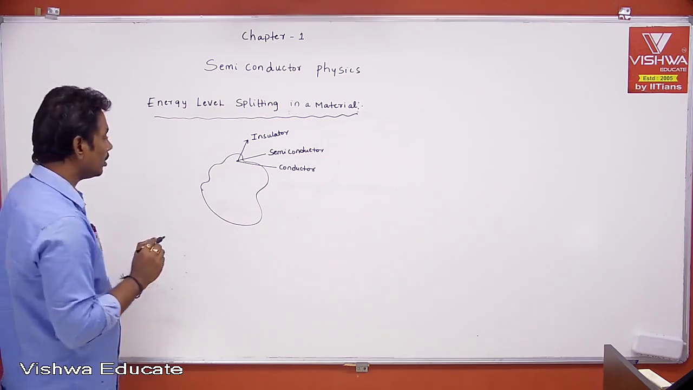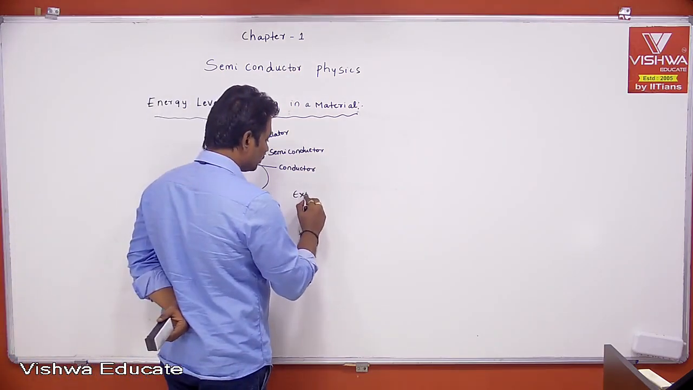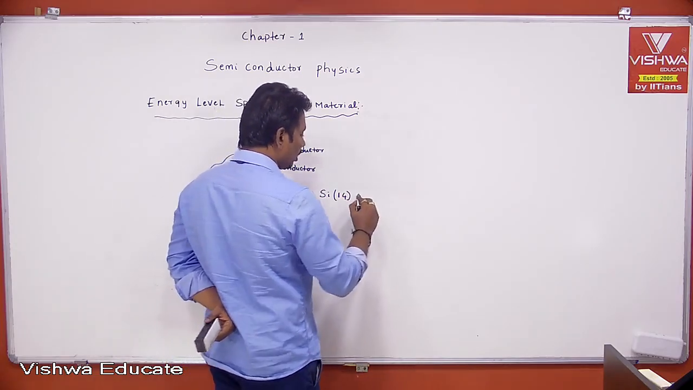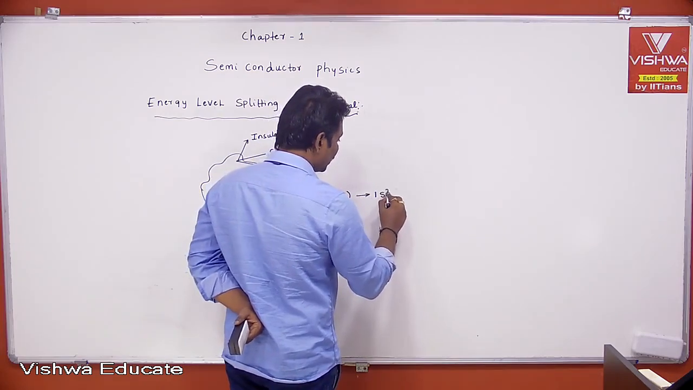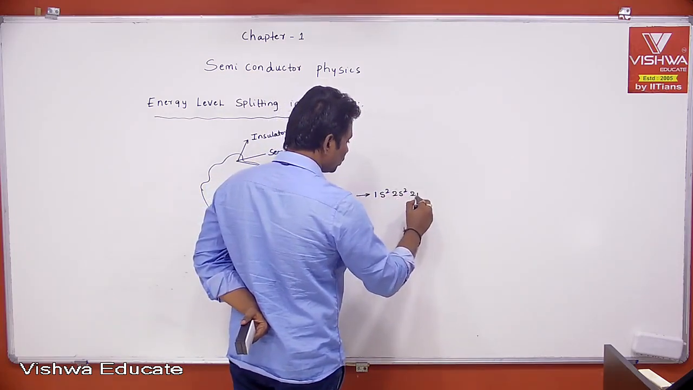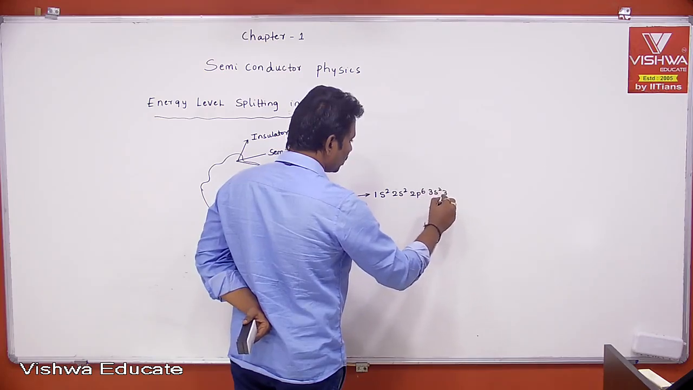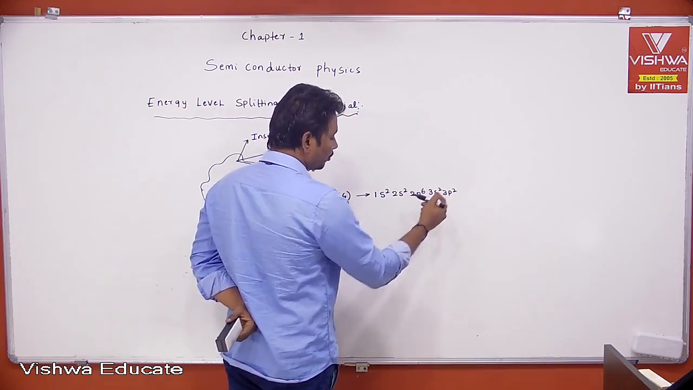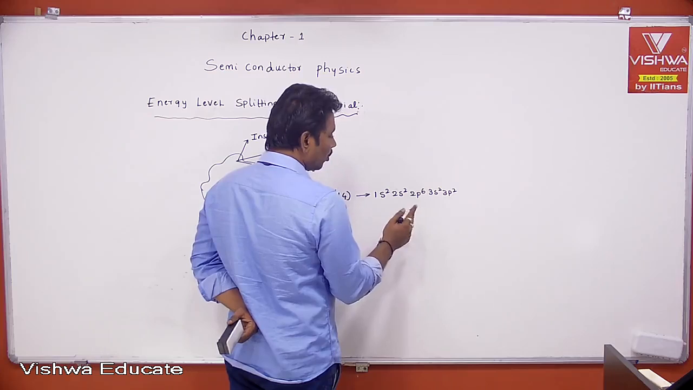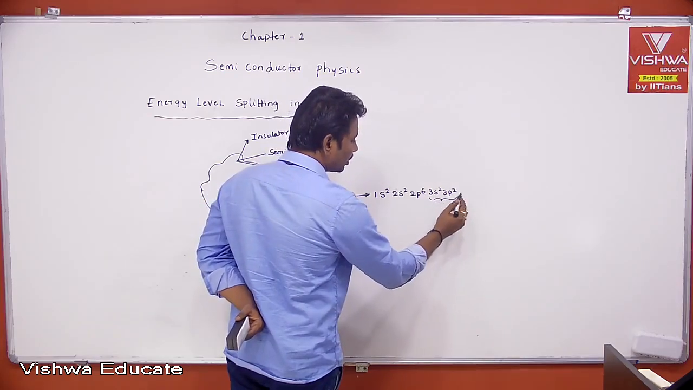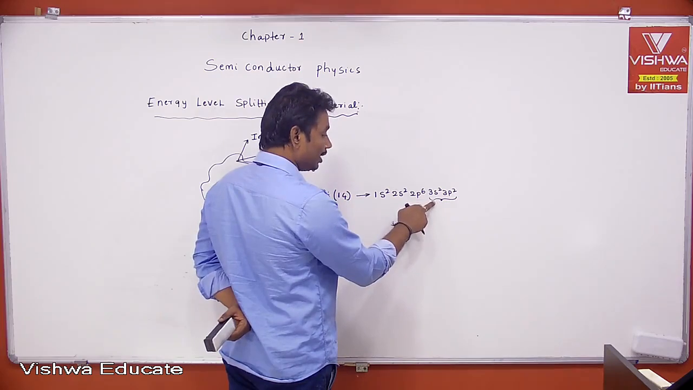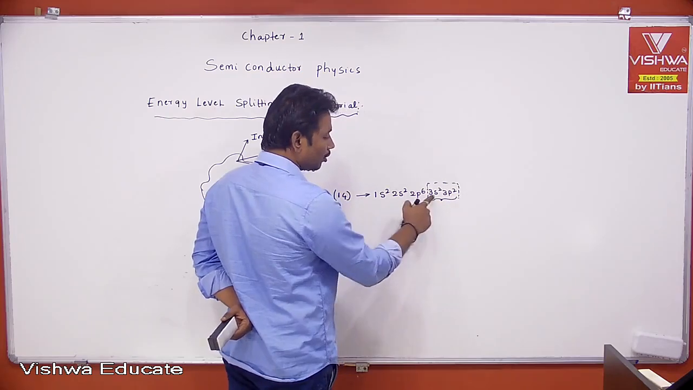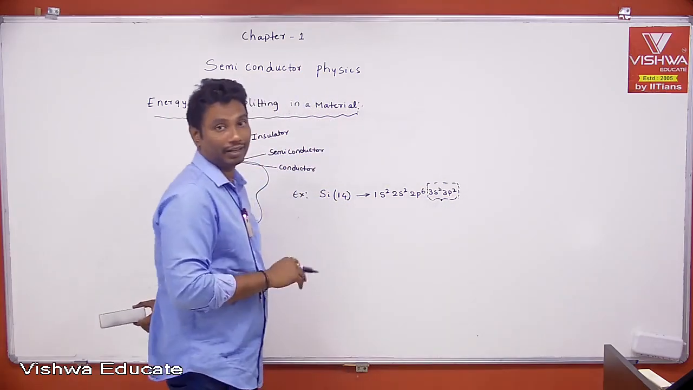For example, I am considering a silicon material actually. What is the atomic number of silicon? 14. Okay. What is the orbital structure? See, it is 1s2, 2s2, 2p6, 3s2 and 3p2. Here the total number of electrons is 14, right? So in these 14 electrons, only the outermost electrons are responsible for the conduction. That means the electrical characteristics of any material depend on valence electrons. Valence electrons are nothing but, in case of silicon, 3s2 and 3p2. Like that in any material.